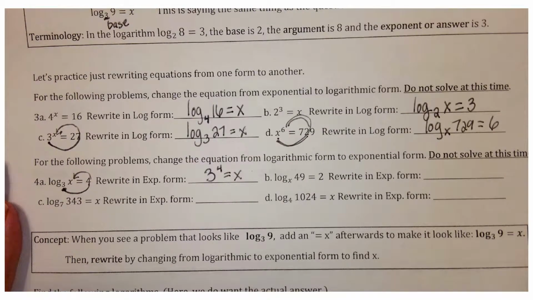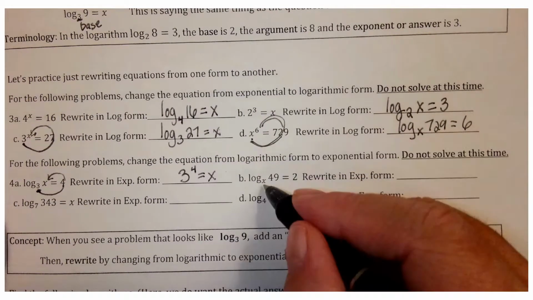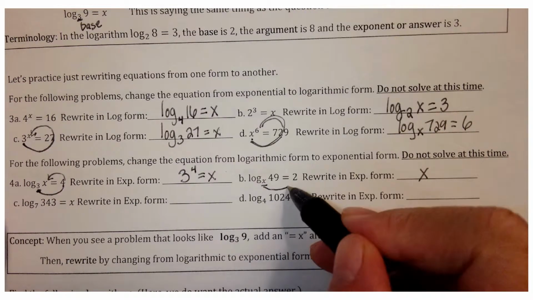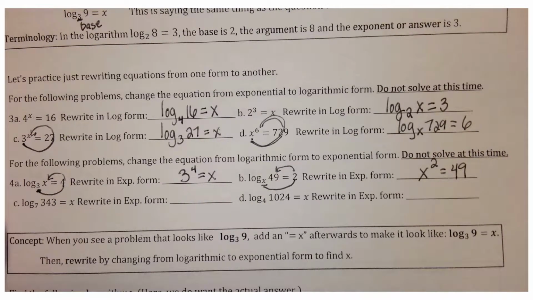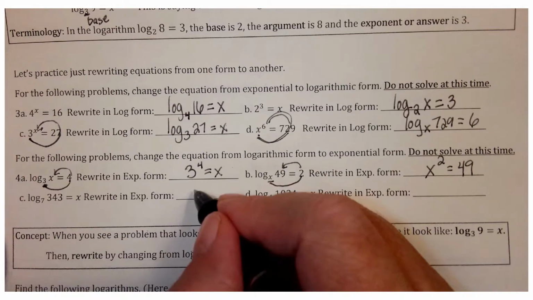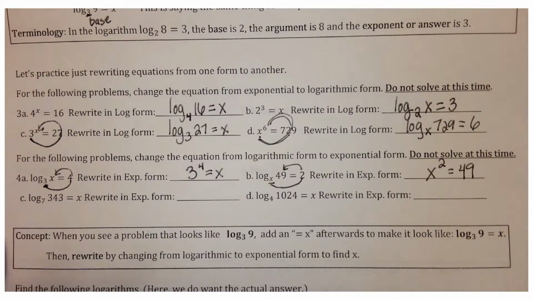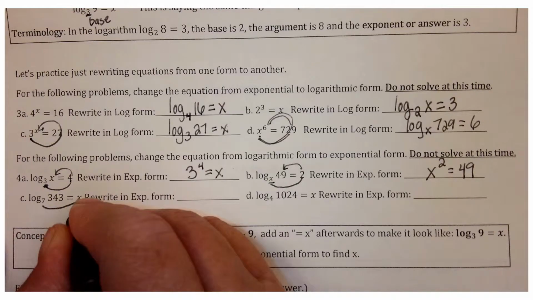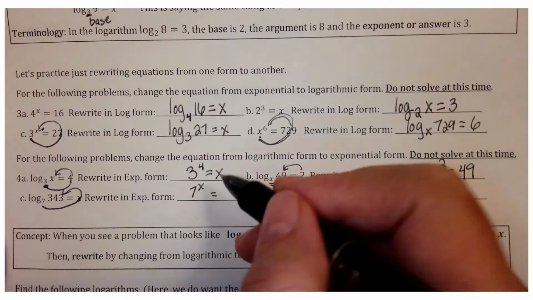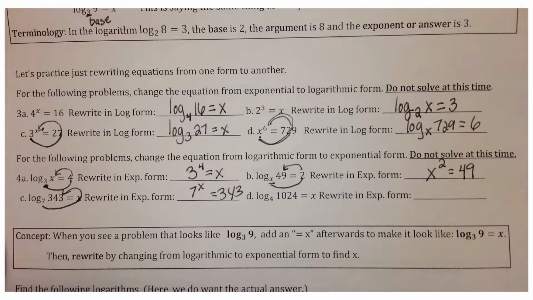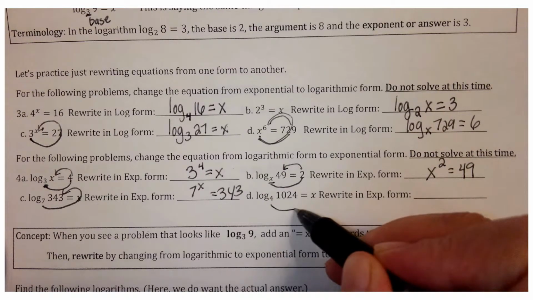Again, we're not trying to find the answer here. We're not trying to find what x is. We're just rewriting. Okay? Don't solve. B, start with your base of x. Your exponent's going to be 2, and it's going to be equal to 49. Same thing here with C. Notice I don't have a logarithm here. This is just exponential form. It's already in log form. We're just changing. So that means you're taking the log away. Start with 7, raise it to the x power, set it equal to 343. And last but not least, 4 to the x equals 1024.